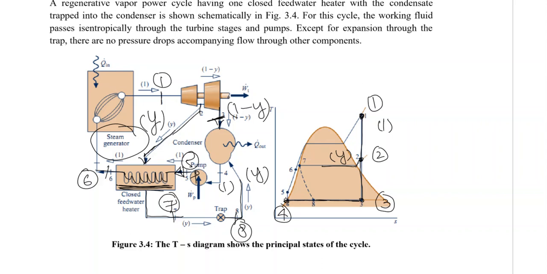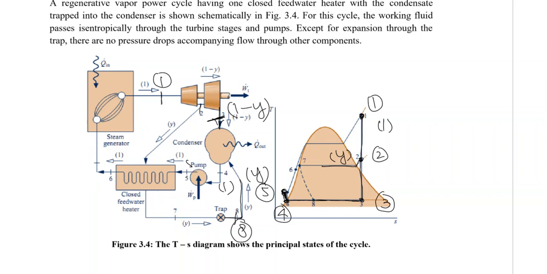Now at 4, we are compressing it in an isentropic compression to state number 5, and here is where our feed water heater is placed. So our feed water is placed at 5. Now, the heat is transferred from 5 to 6, in which the temperature of the feed water is increased. So from 5 to 6, the temperature of the feed water increases, and we have a higher temperature at the exit of the feed water heater.